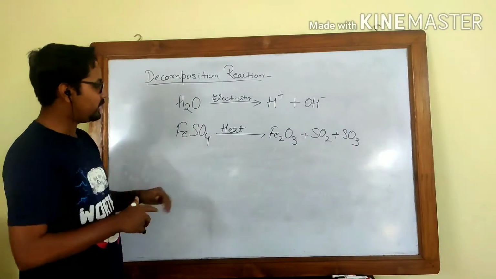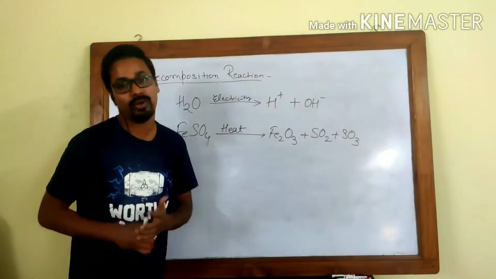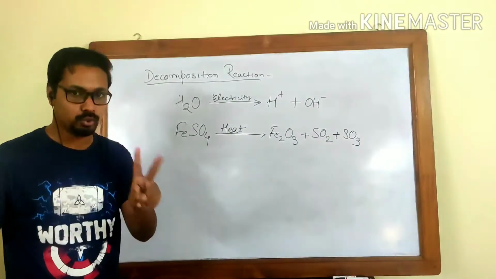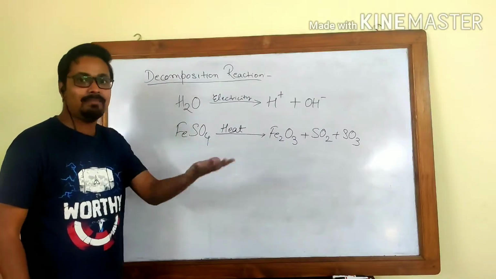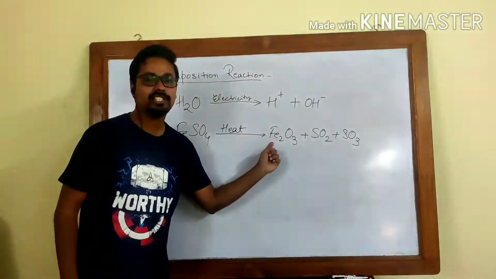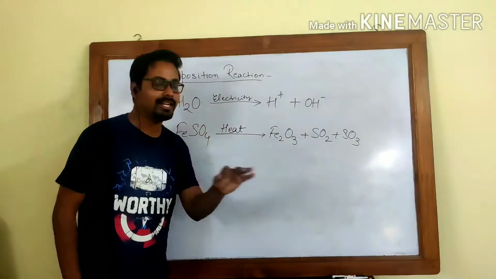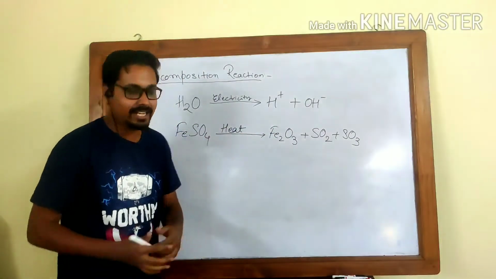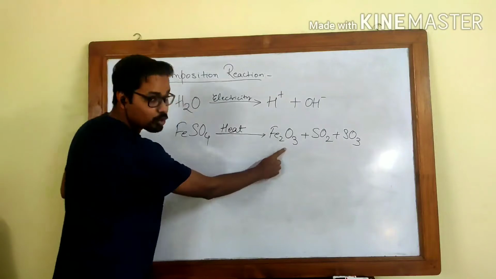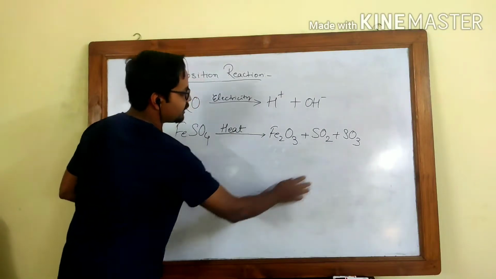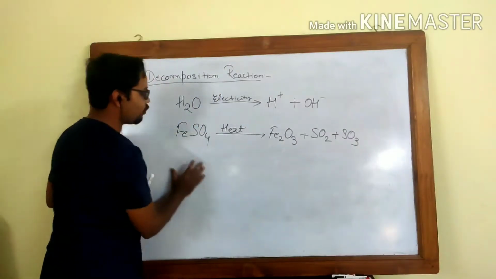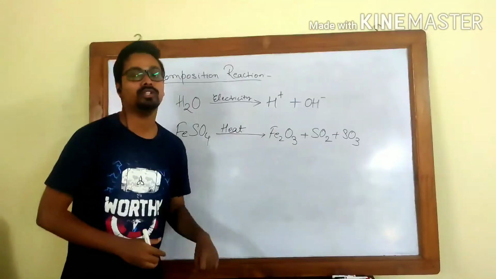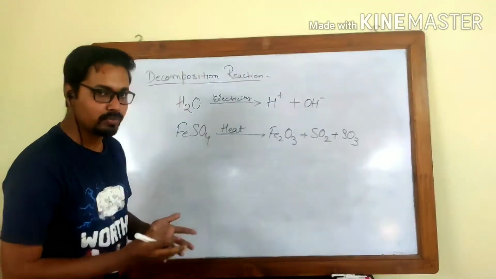Now if you are thinking why this is ferrous and why this is ferric, well, you need to know the valencies. In this case, ferrous has a valency of +2 and hence the name is ferrous. Here it has a valency of +3 and that's why its name is ferric. So this is ferrous sulfate, this is ferric oxide, and sulfur dioxide, sulfur trioxide. So three different components formed from a single component when heat is applied. So heat is one source of energy that you are providing.